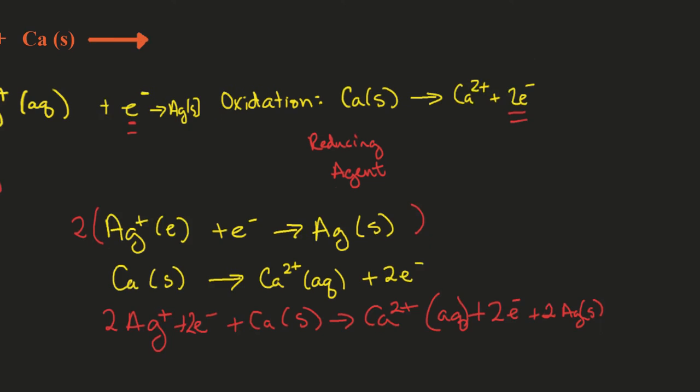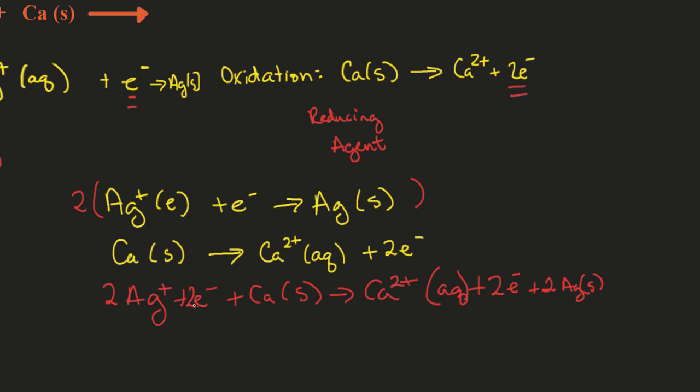Now at this point you should be able to see your electrons are the same and they do cancel. You can subtract the 2 e- on both sides. So your final answer would be this, and now this is balanced using the activity series and your knowledge of redox reactions.